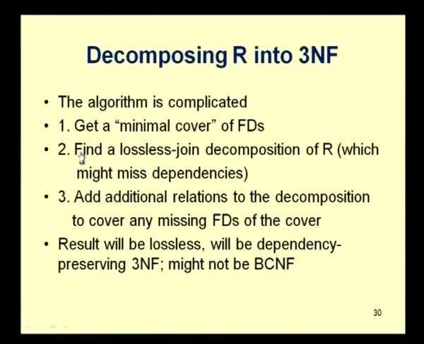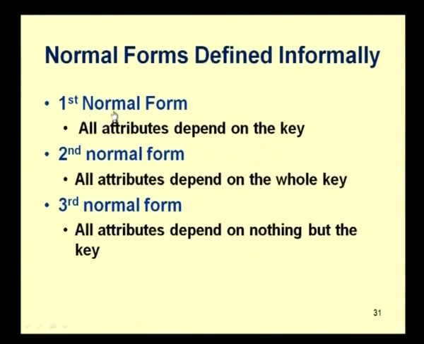This is intuitive enough, though technically we talk about it. So, the algorithm is: you get the minimal cover of FDs, the cover we have discussed in the previous lecture. Find a lossless join decomposition of R, and add additional relations to the decomposition to cover any missing FDs of the cover. The result will be lossless, we are not going to prove that, and will be dependency preserving, but may not be in Boyce-Codd normal form. So, just to informally revise, first normal form: all attributes depend on the key. Second normal form: all attributes depend on the whole key, that is much more of a constraint than this. Third normal form: all attributes depend on nothing but the key. So, this is the informal definition of first, second and third normal forms.